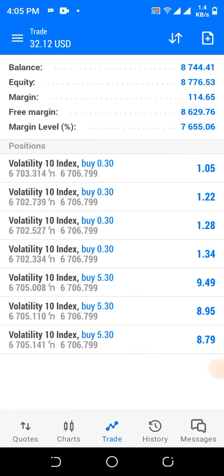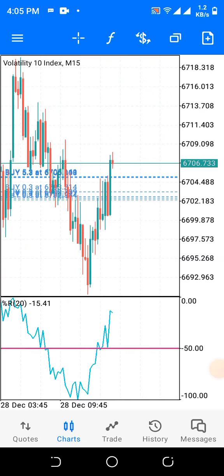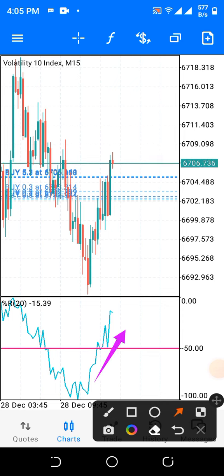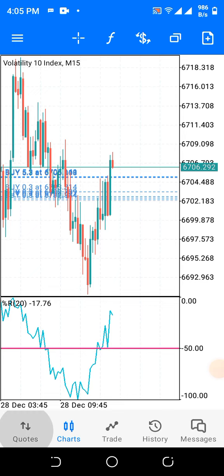Do you understand? Because of the crossing. Because of this crossing. You are seeing the crossing here. Look at the crossing here. So that is the reason why I am on buy.